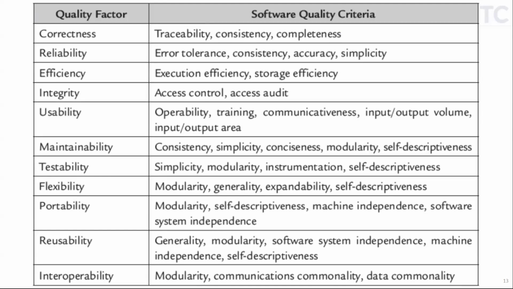Now, here's a summary of the whole thing that we discussed, right? Correctness is the factor, and the criteria are traceability, consistency, completeness, right? So we need numbers here. How many features are there? How many are complete? Then we can talk about correctness.